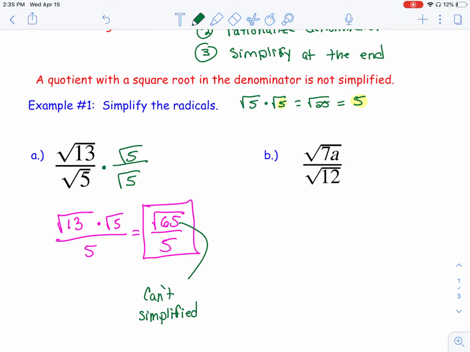Let's look at another one. Radical 7a over radical 12. Radical 7a can't be simplified. No perfect squares in there, but radical 12 can be simplified. That's really 4 times 3, and 4 is 2 and 2. So I can take out a 2 and I'm left with the 3 underneath. So this now simplifies to radical 7a over 2 radical 3.